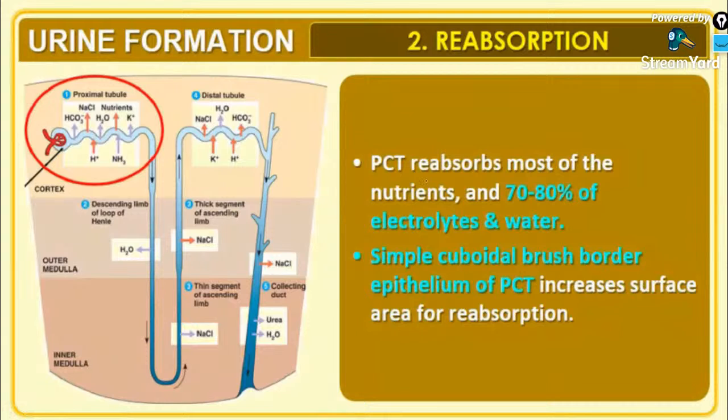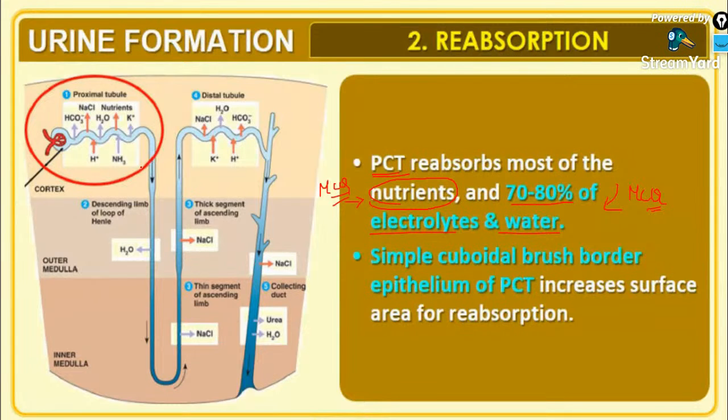The proximal convoluted tubule reabsorbs most of the nutrients. You have to study this. Most of the nutrients are reabsorbed in the proximal convoluted tubule. 70 to 80% of electrolytes and water are also reabsorbed inside the what? Inside the proximal convoluted tubule, that is this region.